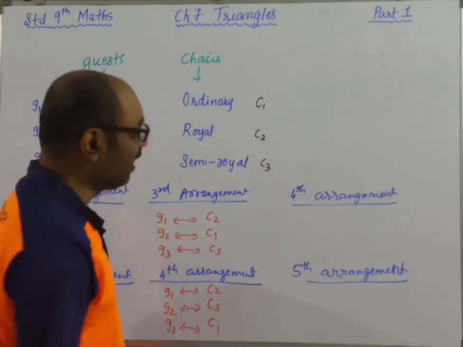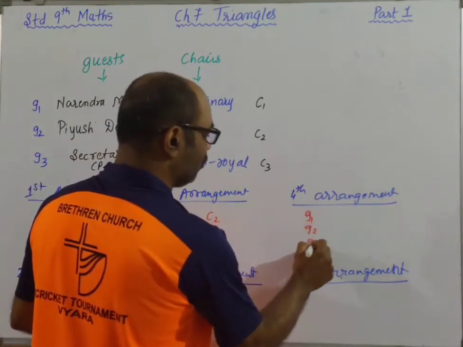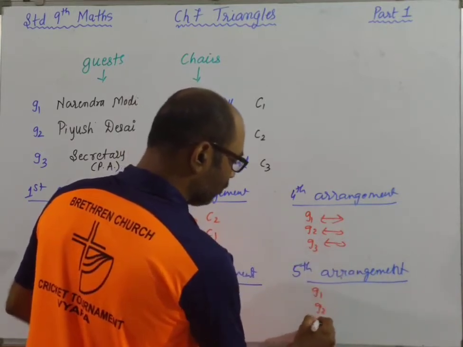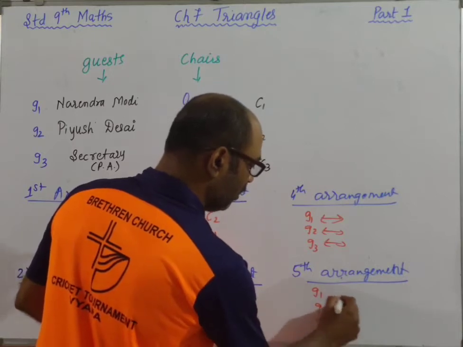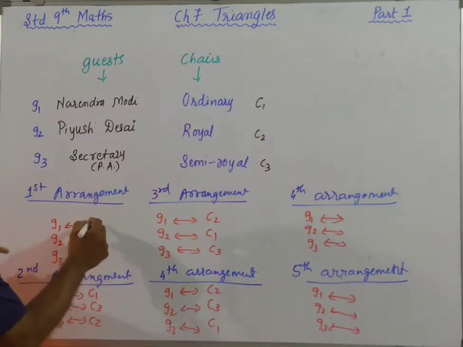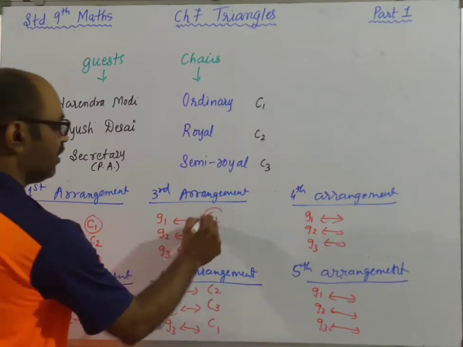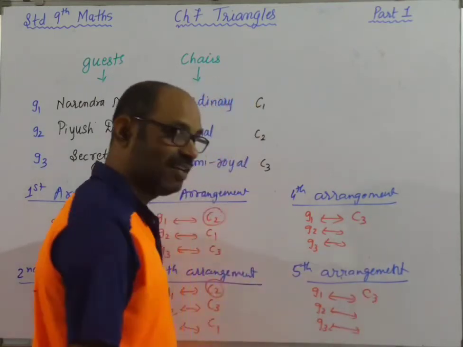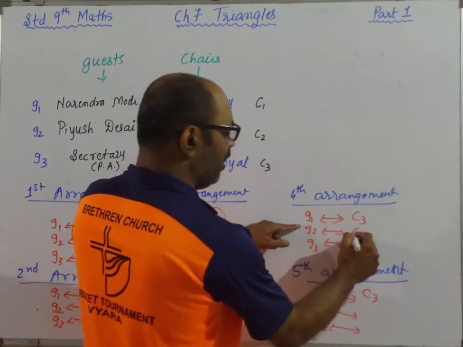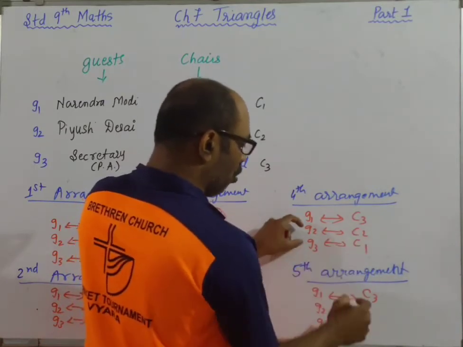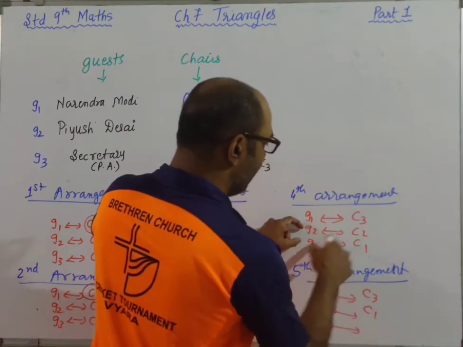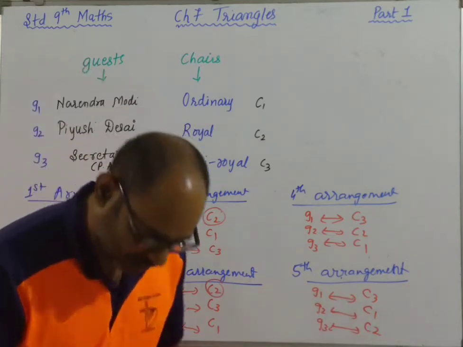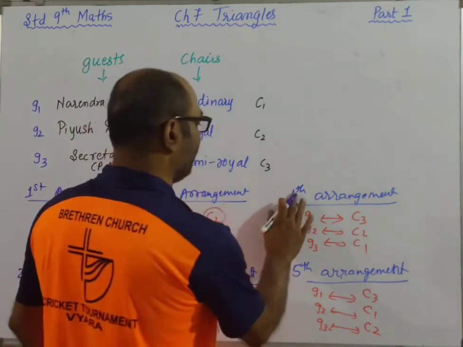Alright, let me write here guest 1, guest 2, guest 3. Guest 1 sits on chair 1 on 2 occasions, sits on chair 2 on two occasions. So we can have 2 occasions where he sits on chair 3. On the remaining chairs, chair 2 and chair 1, then cross these two: guest 2 on chair 1 and guest 3 on chair 2. Right? Arrangement number 6.